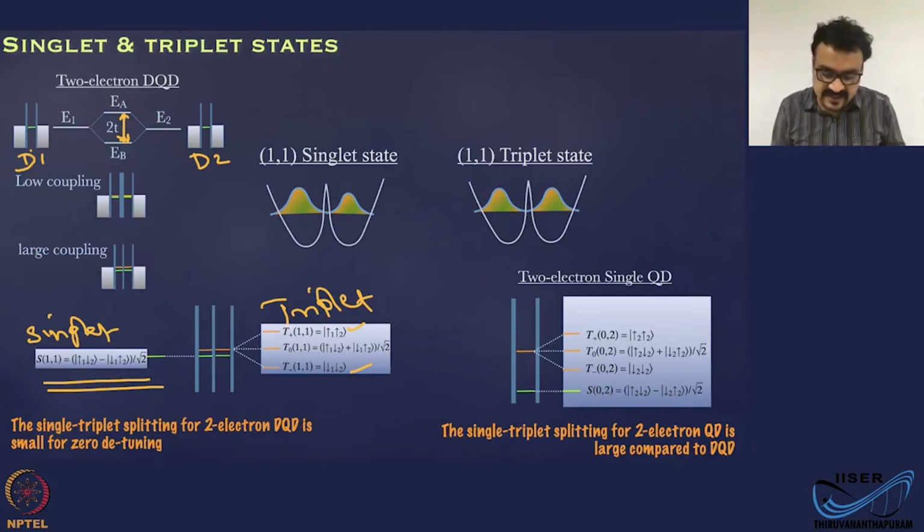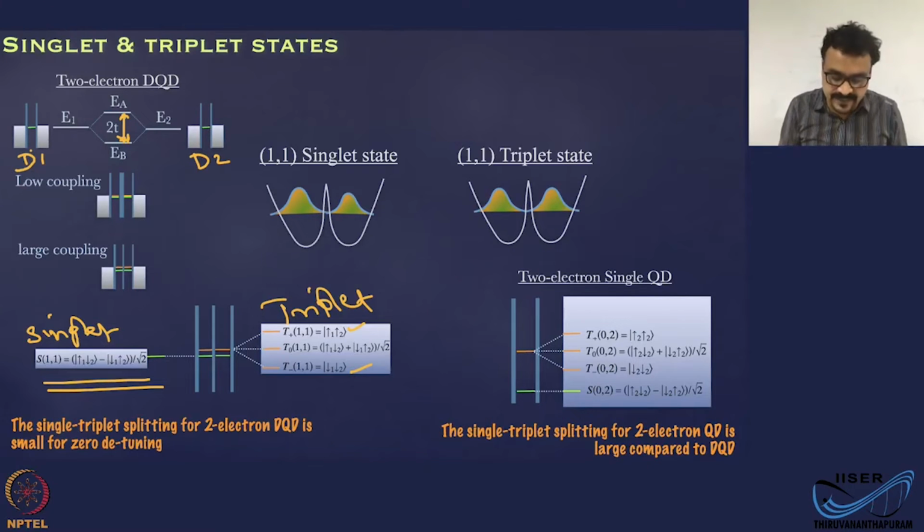And this splitting between the singlet and triplet states is not really high for a double quantum dot system, for a 1-1 state, because they are still in the same orbital. The splitting is decided by the tunnel coupling, and tunnel coupling in these systems is not really large. It is a few tens of microelectron volts at the maximum. So that would be the splitting between the singlet and triplet state that you are going to experience.